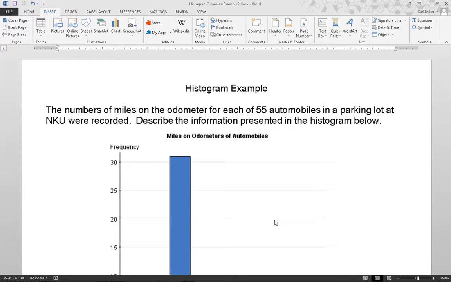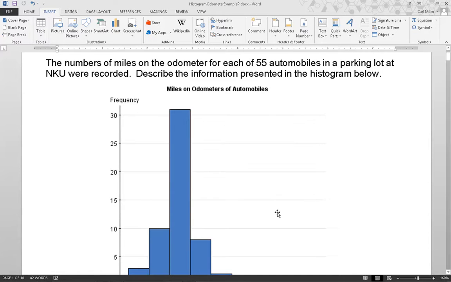Histogram example. The numbers of miles on the odometer for each of 55 automobiles in the parking lot at NKU were recorded. Describe the information presented in the histogram below.